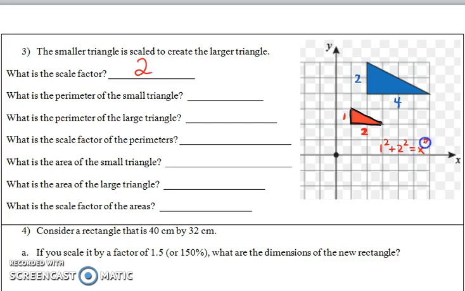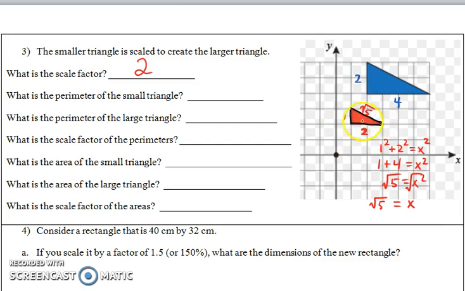We'll call the hypotenuse x. 1 squared is 1, 2 squared is 4. 1 plus 4 is 5, and that equals x squared. You square root both sides, and you get x is the square root of 5. So that means the hypotenuse is square root 5.